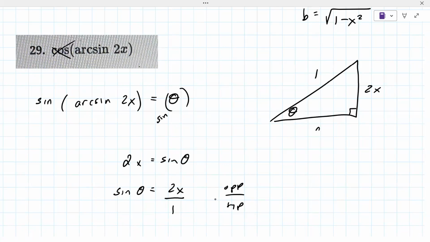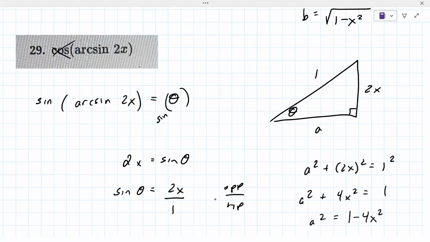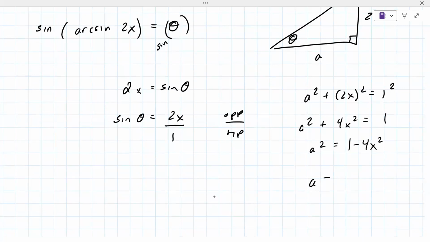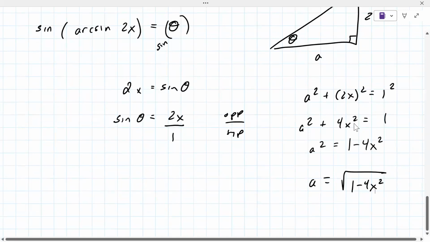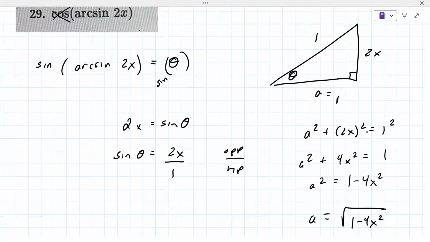Okay, so again, it's a squared plus 2x squared equals 1 squared. A squared plus 4x squared equals 1. A squared equals 1 minus 4x squared, and then you take the square root of both sides. So a equals the square root of 1 minus 4x squared. So no calculus, just finding that missing side. There typically is always a square root involved in these. Okay, that's great.